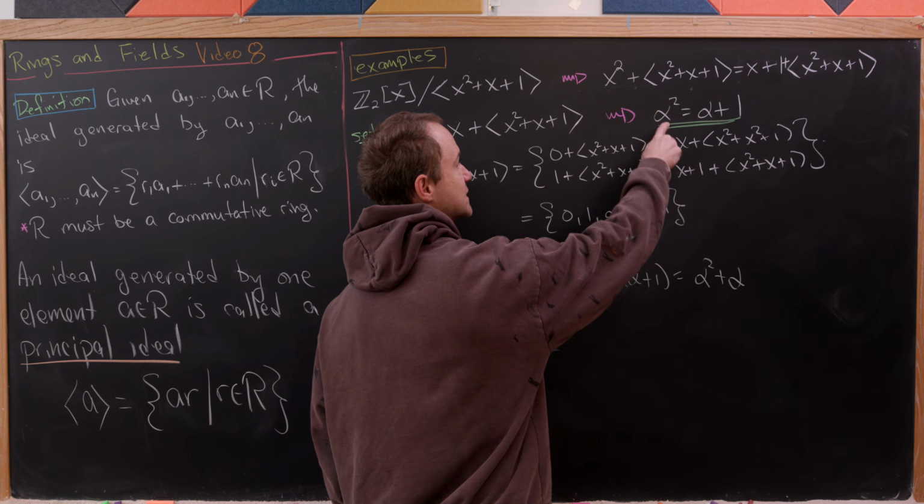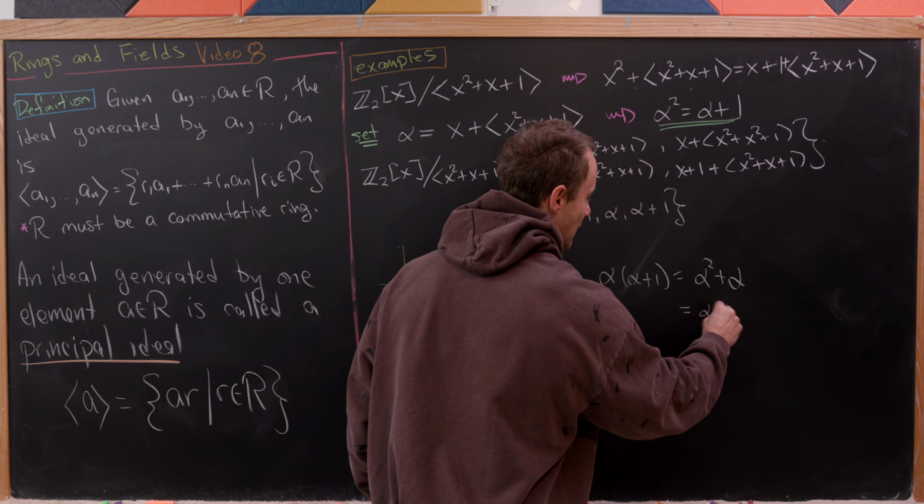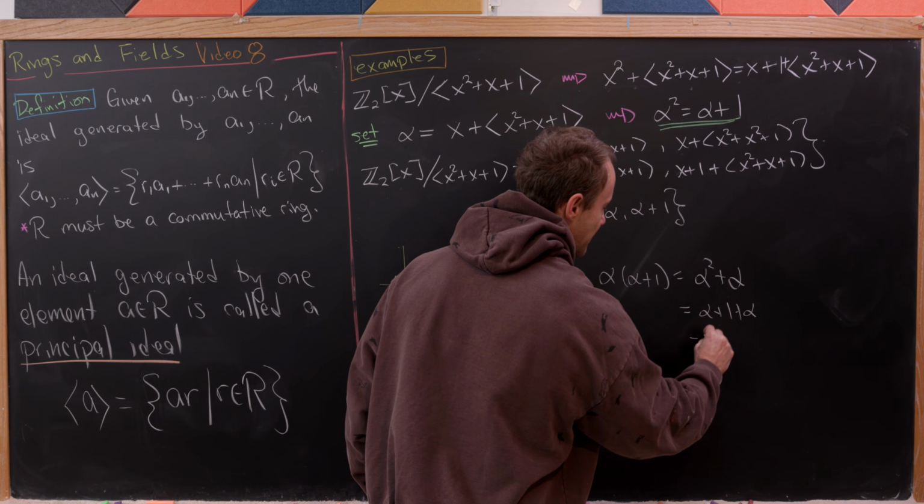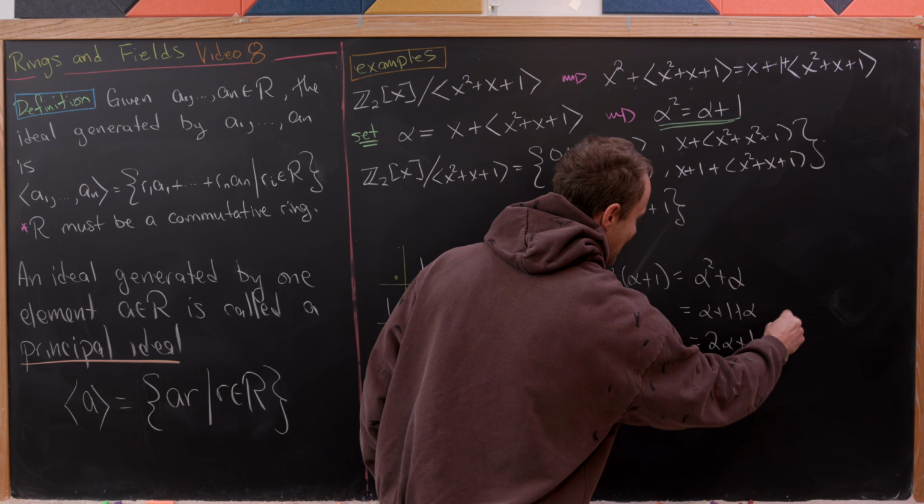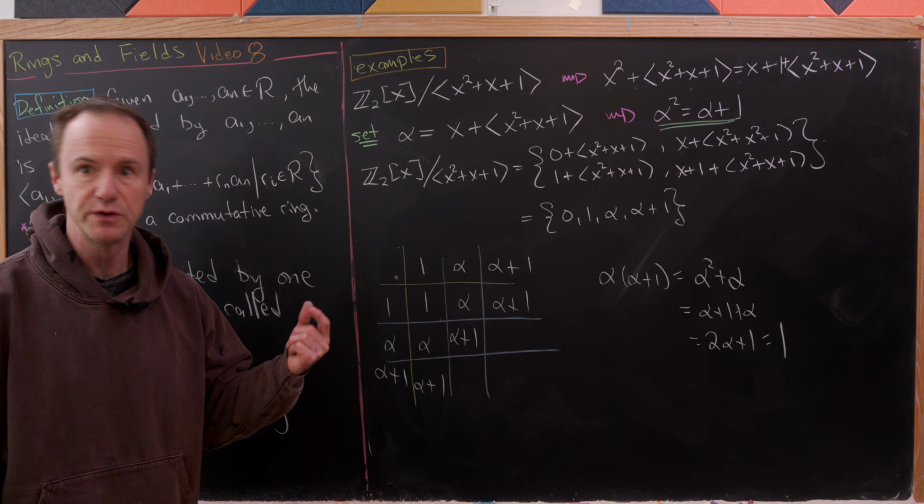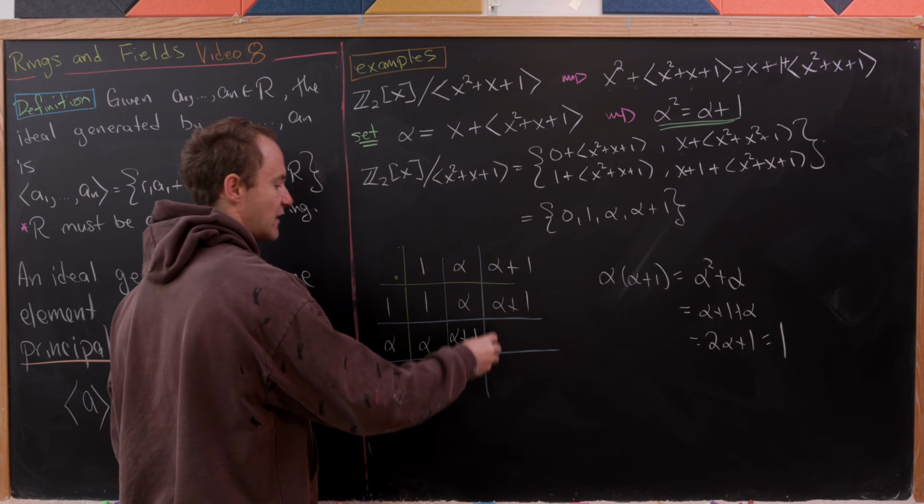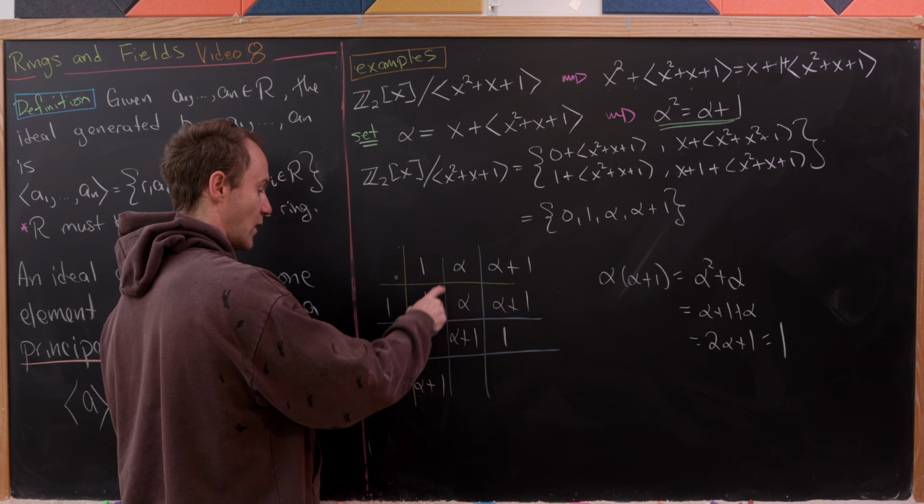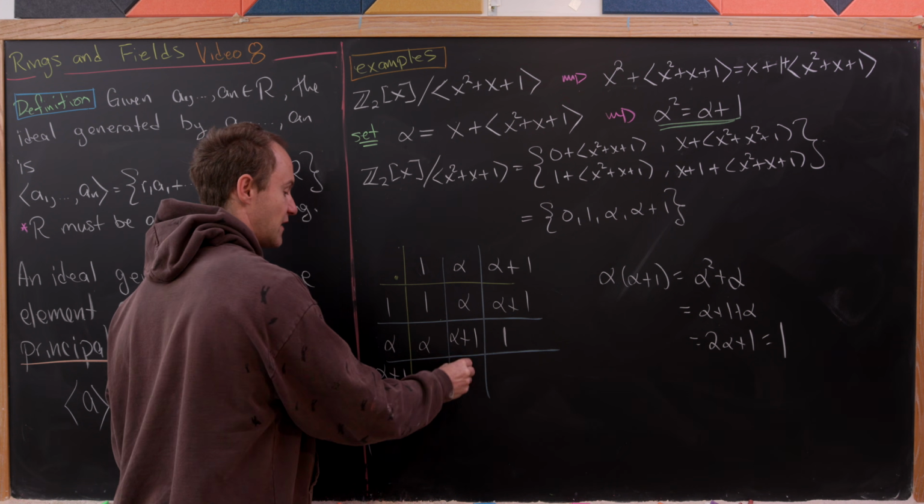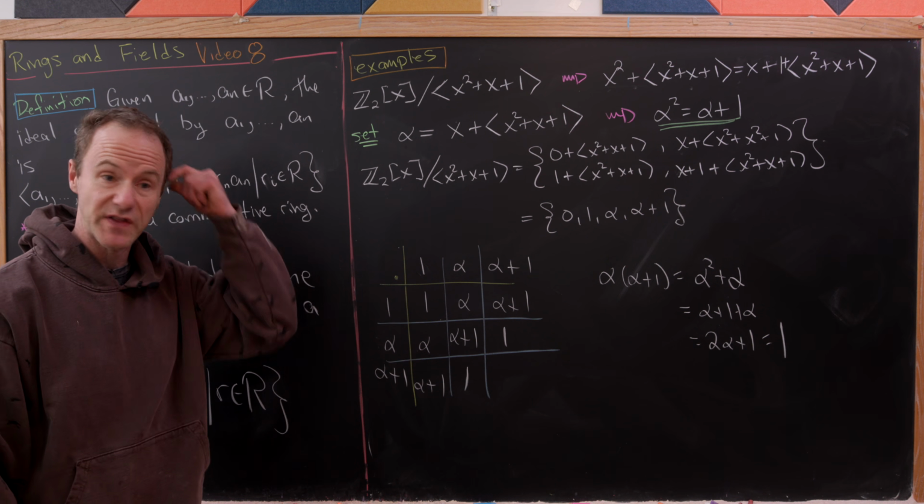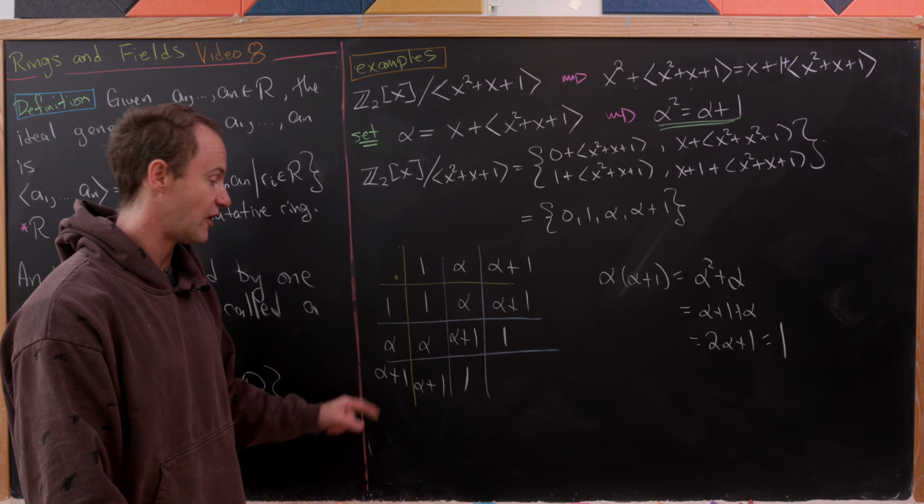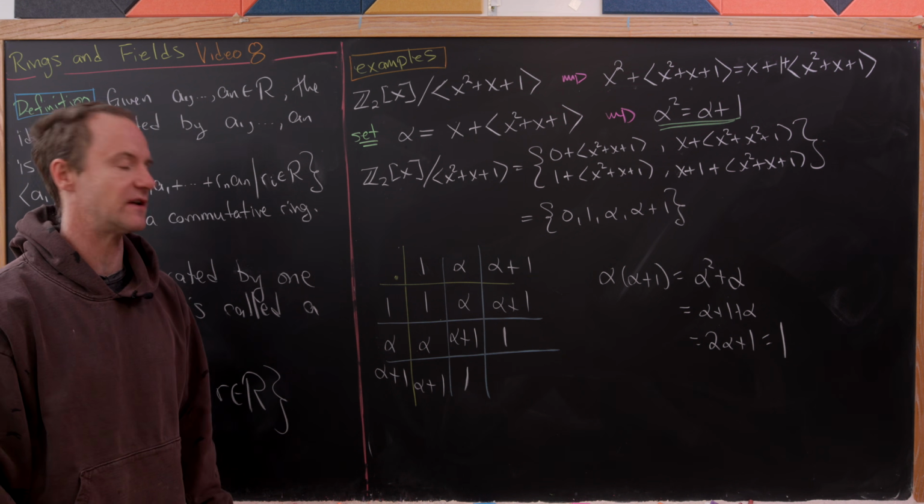But then we know alpha squared is alpha plus 1, so that's alpha plus 1 plus alpha. But that's 2 alpha plus 1, but that's just 1 because 2 is equal to 0 in this world. So that means we have alpha times alpha plus 1 is 1. And likewise, if you do alpha plus 1 times alpha, you also get 1. So that tells me that alpha and alpha plus 1 are multiplicative inverses.